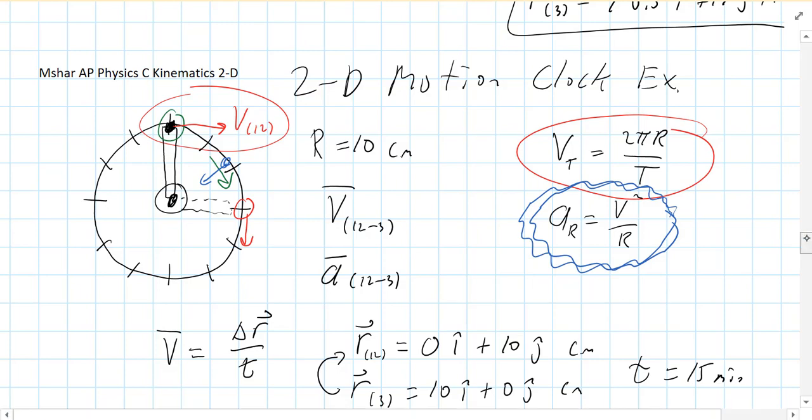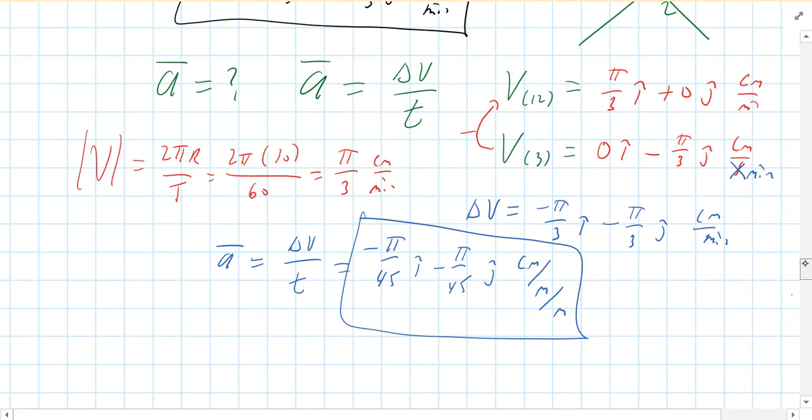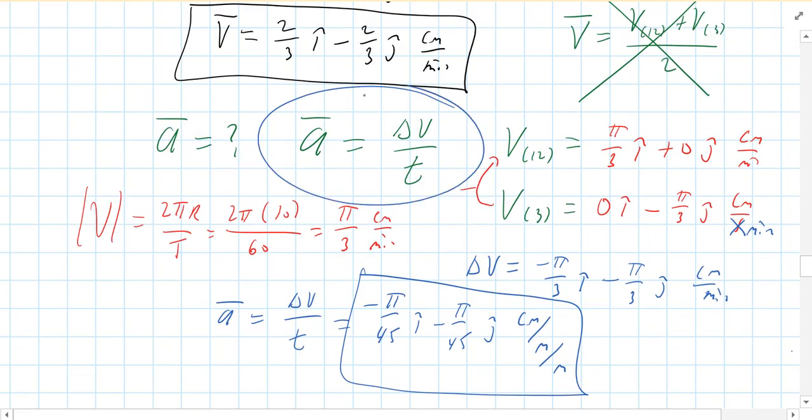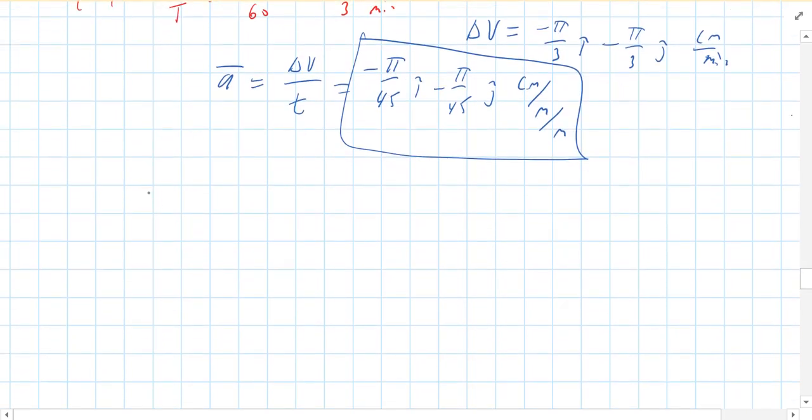We had to use the equations that always work, which is average velocity is change in position over time, and average acceleration is change in velocity over time. A quick reminder, the other two equations that always work are v at any moment is dr/dt, and a at any moment is dv/dt. Those are the only four equations that always work. So I hope that example was interesting, and thank you very much.